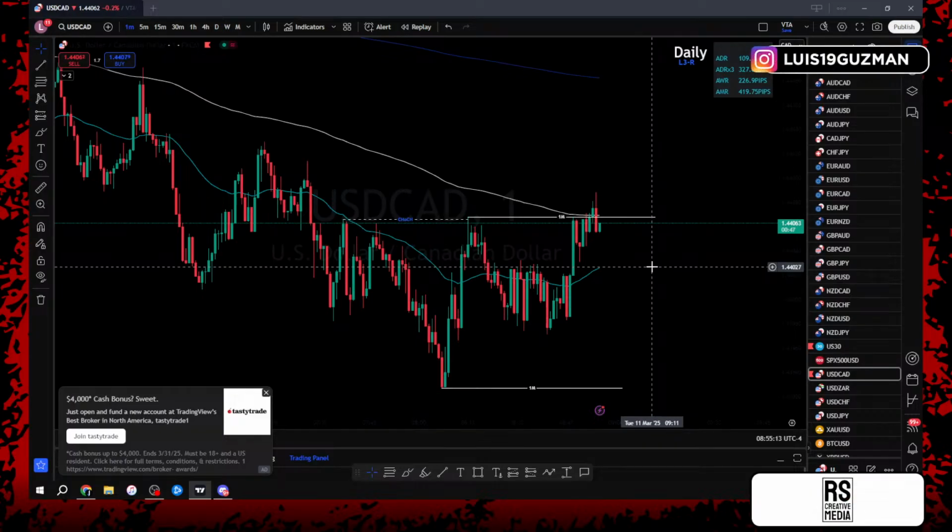So right now we're still just testing. No breaks on the 1 minute just yet. We still got 6 minutes for that 1 hour candle to close. So we'll keep an eye on it. We'll see what price wants to do.